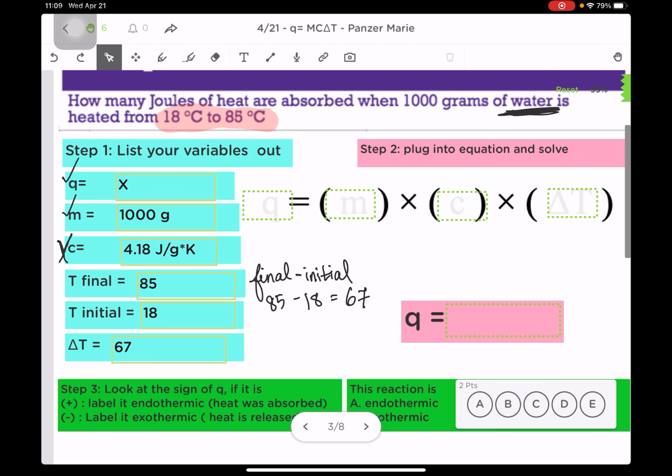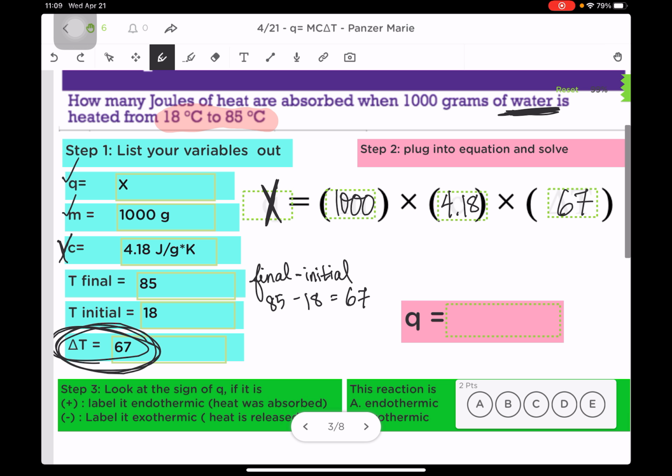Alright, great. So we got Q, we got M, we got C, we got delta T. Let's throw it in our equation. Okay, so it's my X. That's my 1,000, 4.18, and 67. We need to be extra, double, triple careful that we're not taking this one, we're not taking that one. We have to do the delta T, because we're looking for the change.